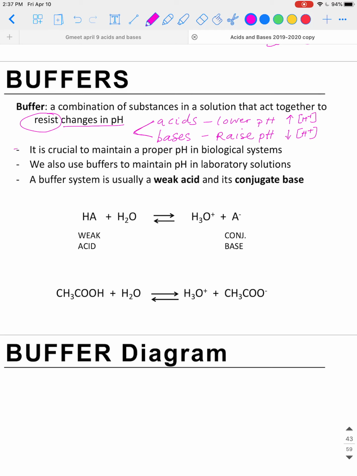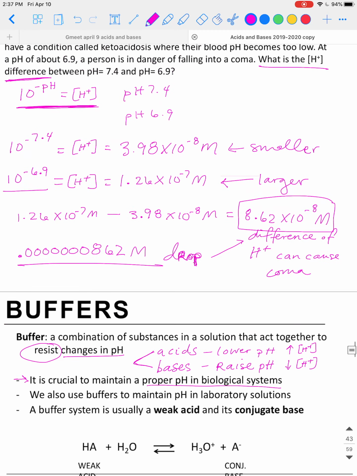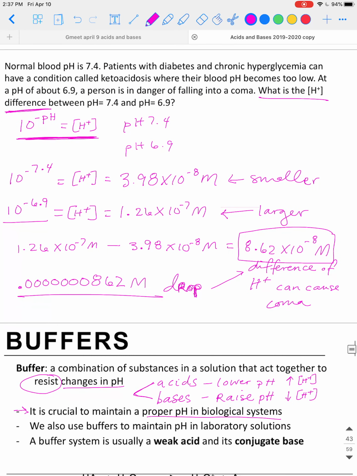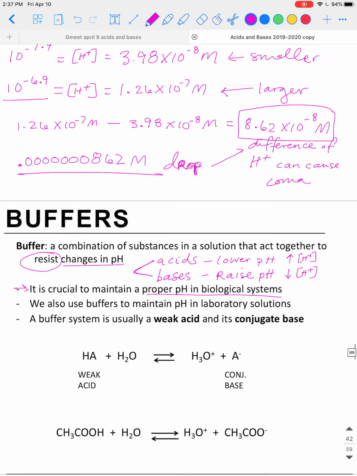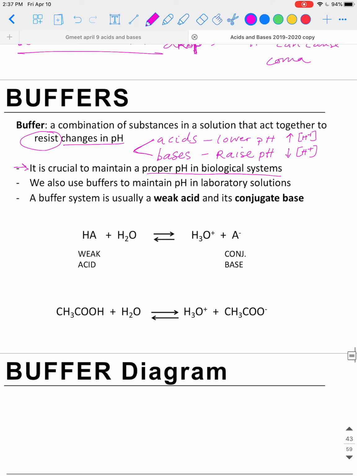Now, why is that important? The first statement, right below this, says it's crucial to maintain a proper pH in a biological system. In the problem we just worked regarding blood pH, we saw that if our blood pH drops to even a value of 6.9, we could fall into a coma. So it's crucial that our body maintain our blood pH.